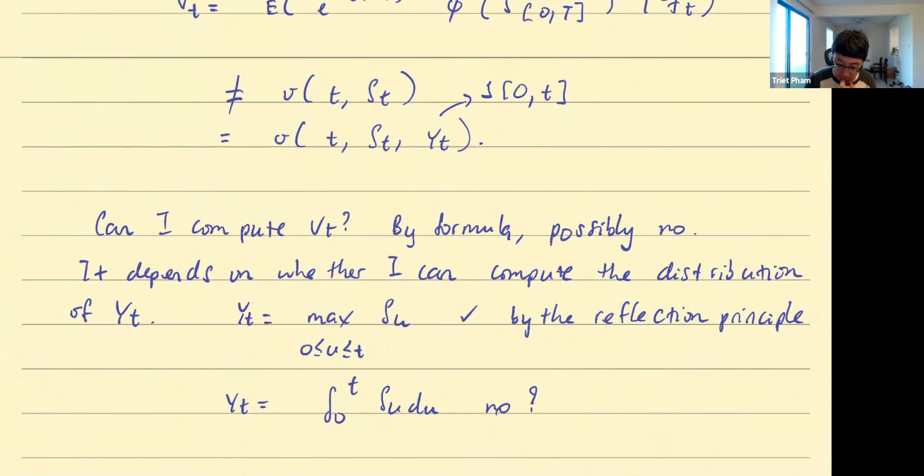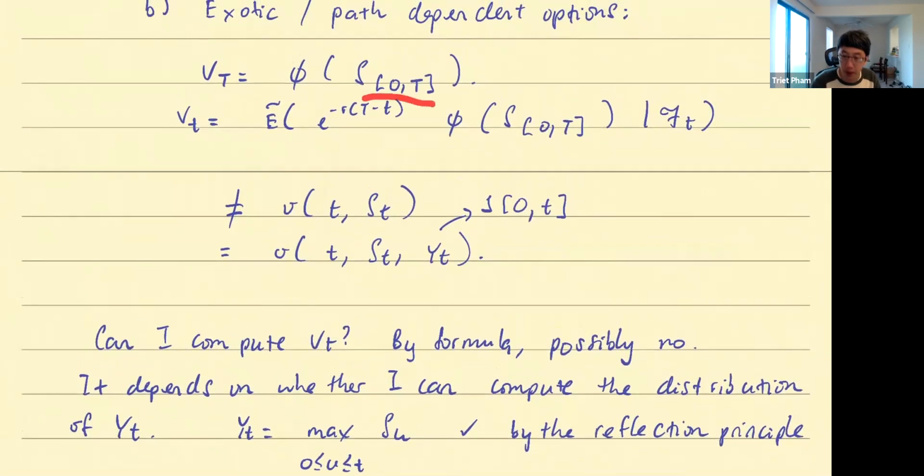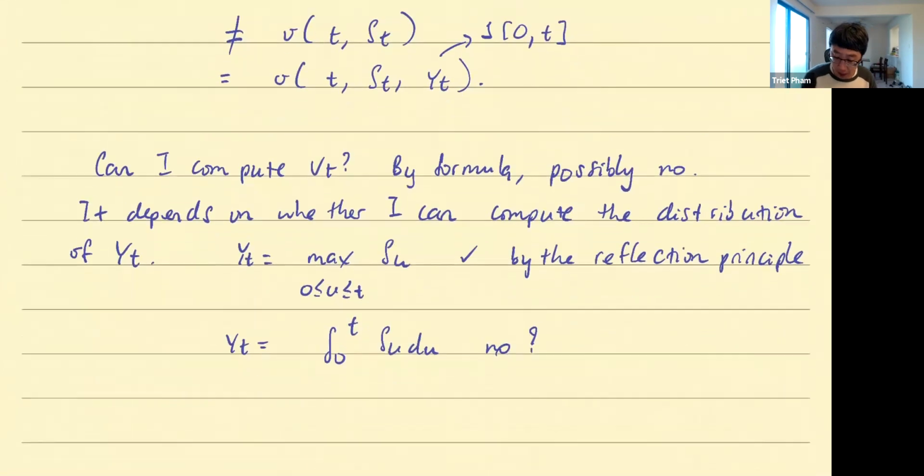These are just two possible ways to form the path. In general, it just says that it's a function of the path. Who knows if there are other crazy ways to combine the path. So the answer probably is, again, possibly no in general. The whole path nature of the stock makes it much more complicated.